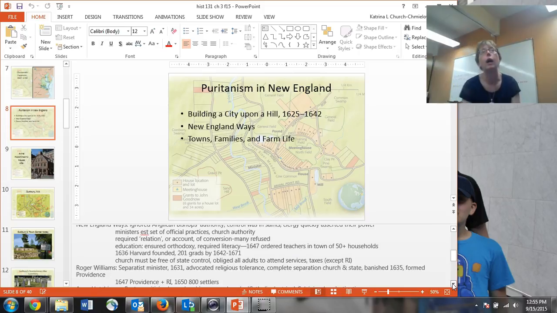Okay, and this is why education was important, because it required literacy to remain and ensure orthodoxy. So if you were going to be a pure Puritan, which is one of their goals, you had to be able to know and read. Okay, that's why education, and that's why school boards were created. All right, so it goes way back to the Puritans.